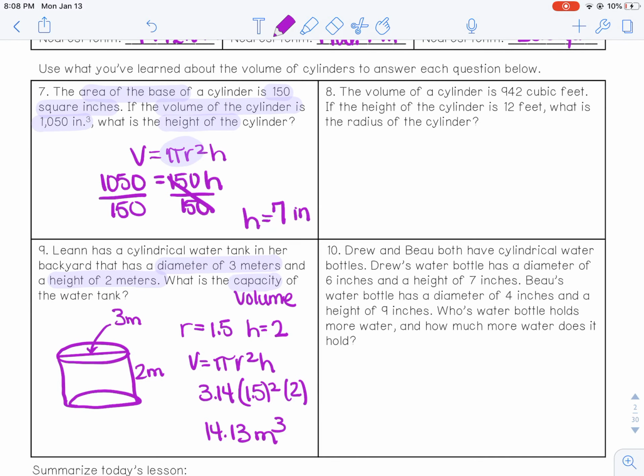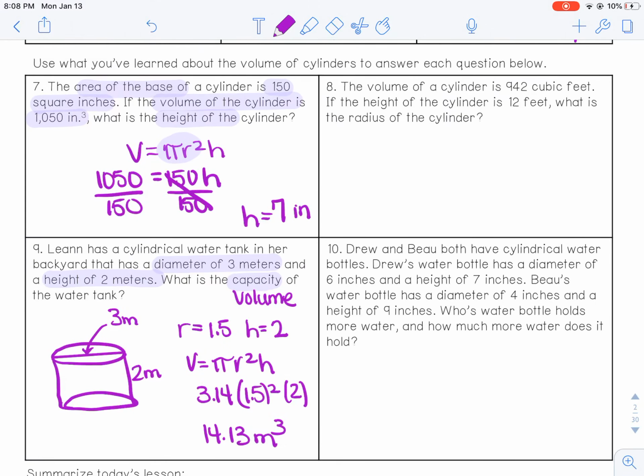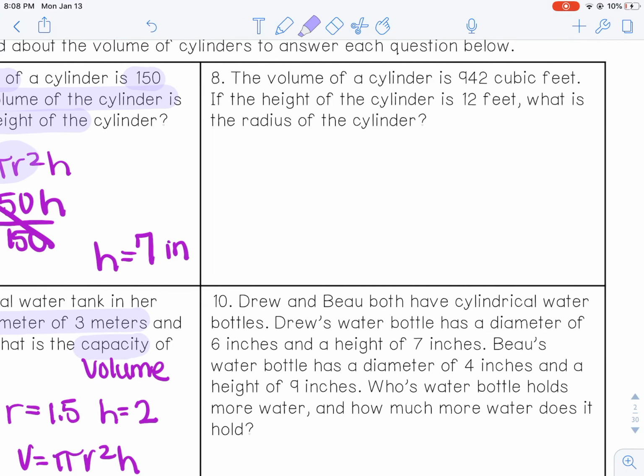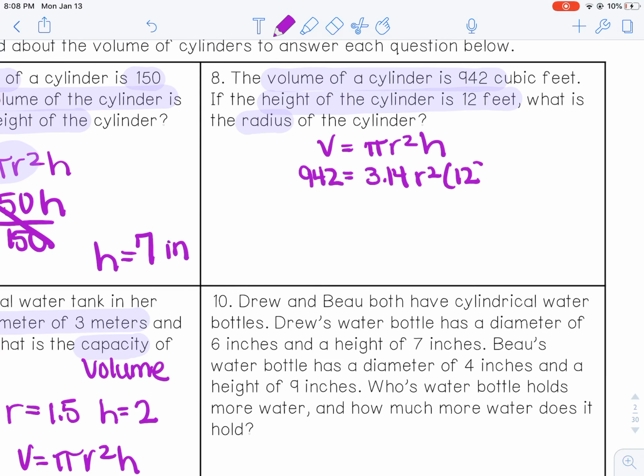Okay. Number 8 is another problem kind of like it. It's a little bit trickier. So let me see if I can zoom in. Okay. They tell us here that the volume is 942 cubic feet. They tell us what the height is, and they want us to find the radius. So let's write that formula down. Volume equals pi r squared H. Okay, so volume is 942. We already know what pi is. Times r squared times the height of 12.